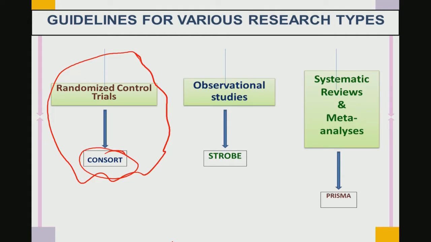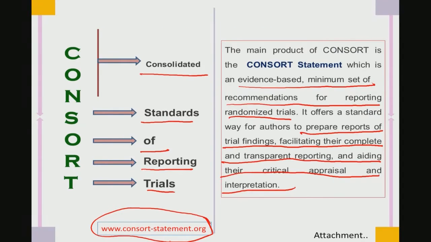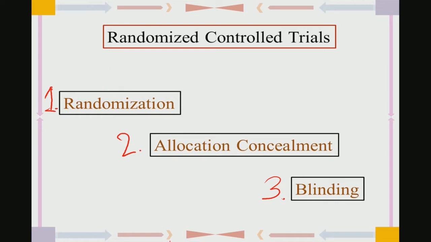One of the things that we emphasized in the last module is the need to conduct randomized control trials, and there are three pillars in randomized control trials. These are randomization, allocation concealment, and the third one is blinding. Each of these concepts was also discussed in sufficient detail in the last module.